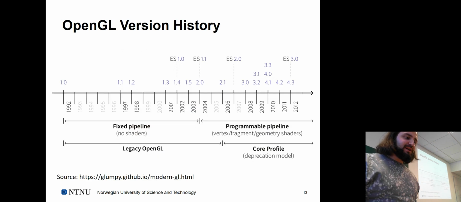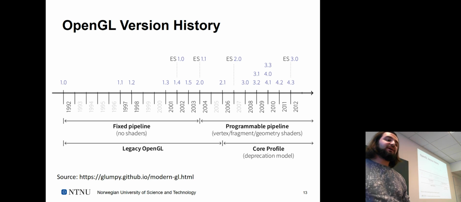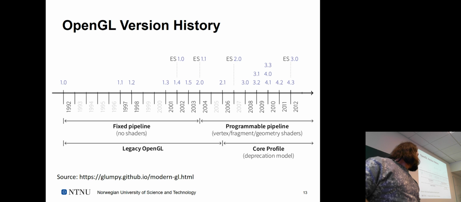Version history: from 1992 to 2003, we had a fixed pipeline. We could not program our own shaders, and we could not really manipulate whatever was given. But since 2004, we have the capability to amend and modify vertex, fragment, or geometry shaders according to our needs.